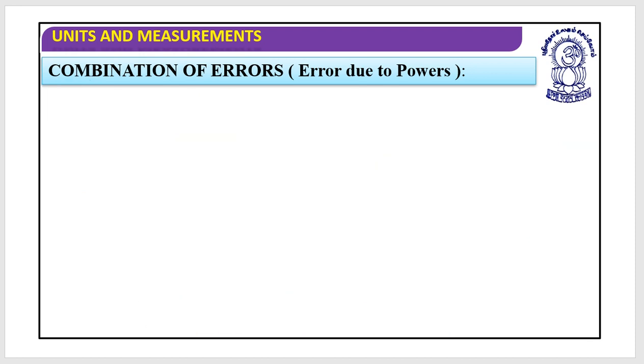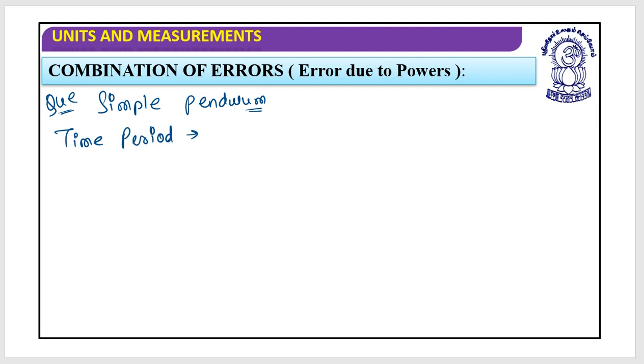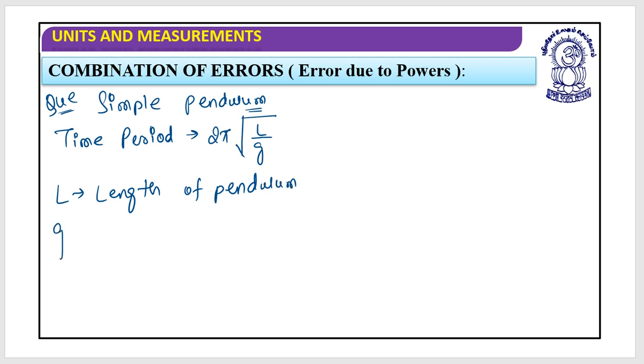Let's look at the new question. Very important. Let's say I have been given a simple pendulum, and the time period of a simple pendulum can be calculated as 2 pi under root of L by G, where L is the length of the pendulum and G is the acceleration due to gravity.